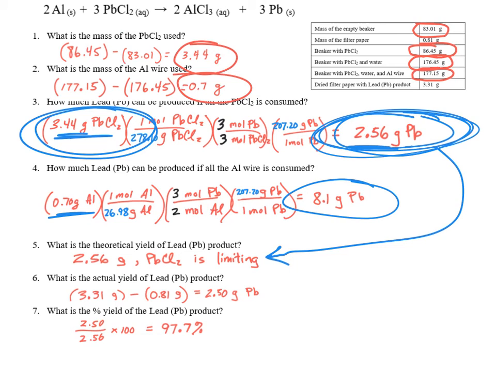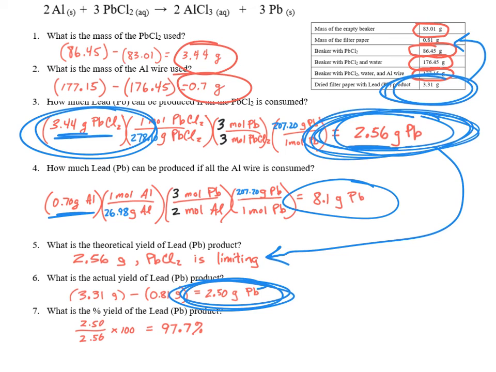The actual yield now is the mass of the lead on the filter paper minus the mass of the filter paper, and that's how much lead actually got produced. We'll call that the actual yield. To get the percent yield, take the actual yield divided by the theoretical yield times 100, which will give you a percent: 97.7%.